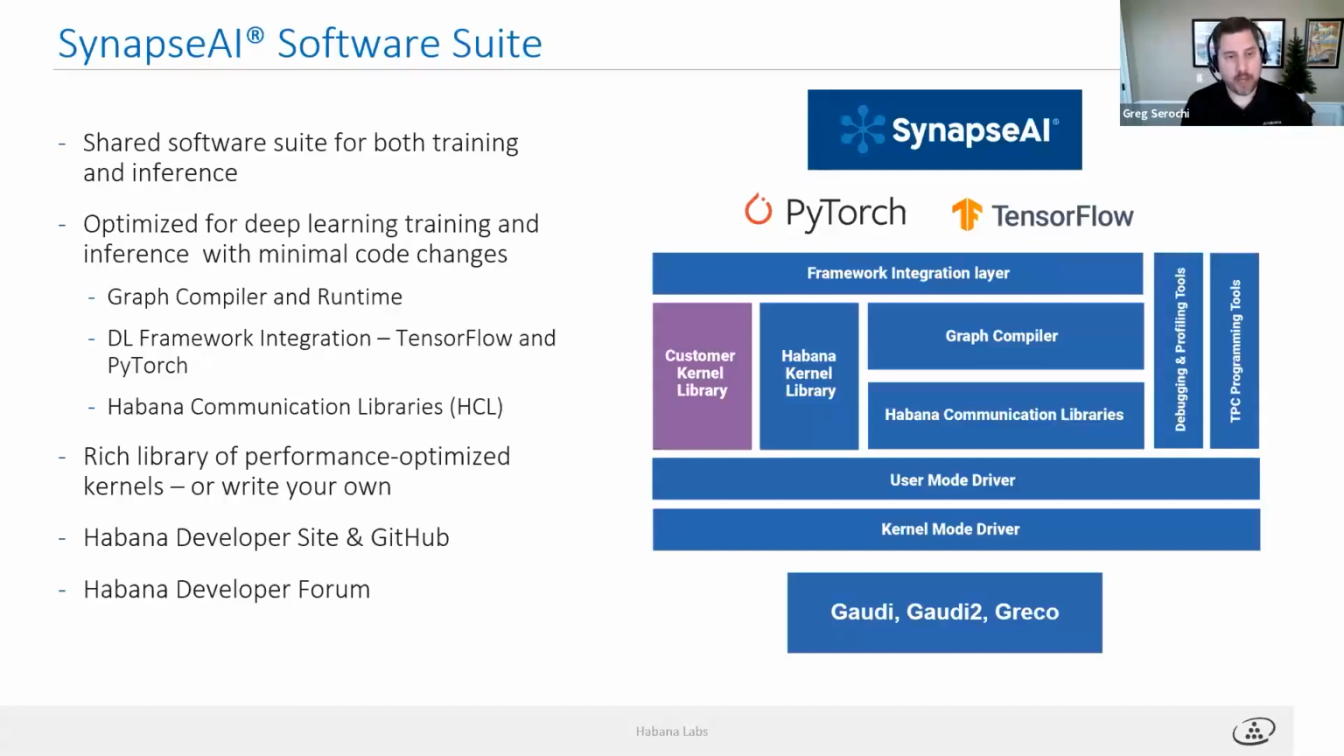In this case, we have our own NCCL-based library. We call it HCCL or HICL. It has the same APIs and calls as the NCCL APIs that you see in other places. We have our own kernels that run with our graph compiler, and we also give you the ability to create and run your own kernels. Supported by all this is our developer site, our GitHub, and our developer forum. I'll show you a few of those at the very end.